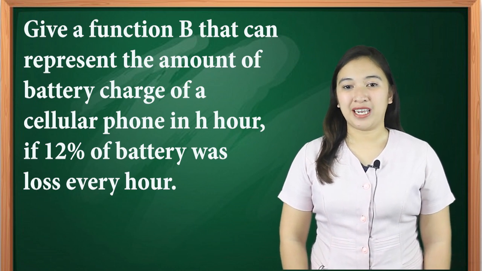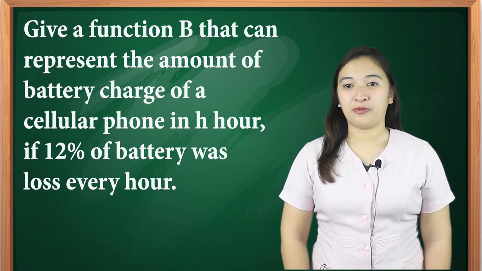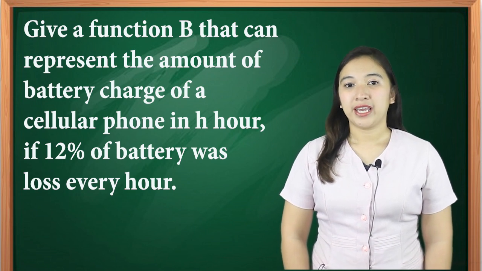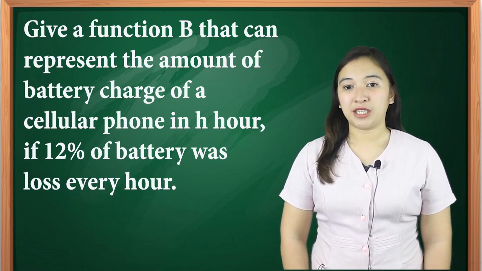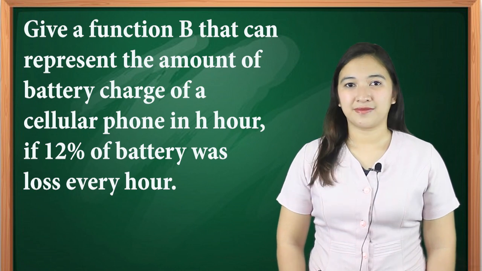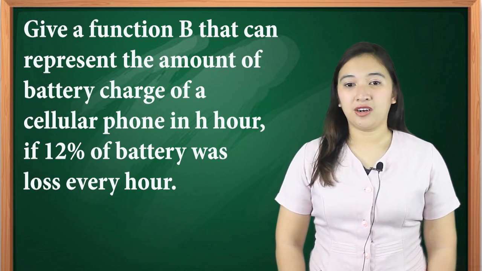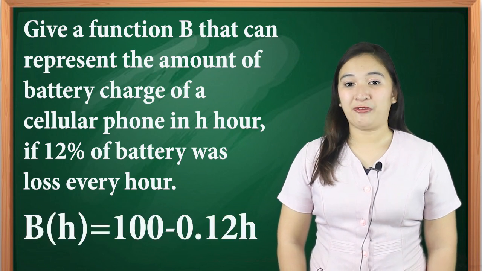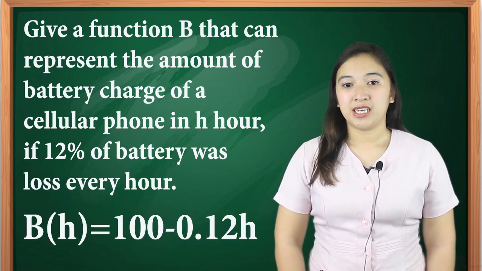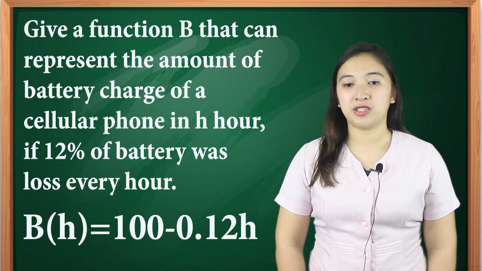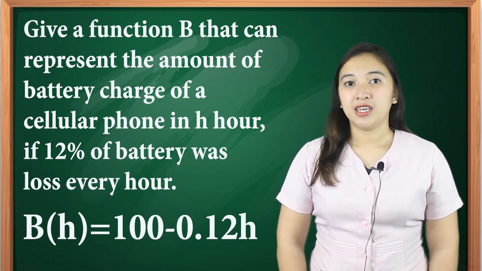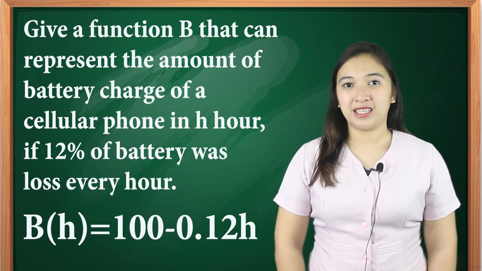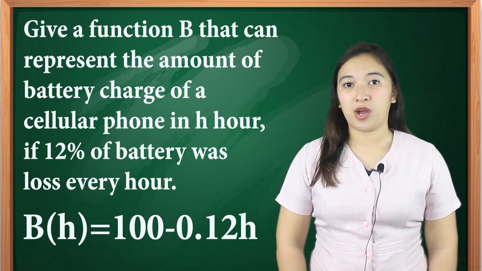Give a function b that can represent the amount of battery charge of a cellular phone in h hours if 12% of battery was lost every hour. Since every hour loses 12% of the battery, then the amount of battery function is b(h) = 100 - 0.12h, since 12% is equivalent to 0.12 in decimal.